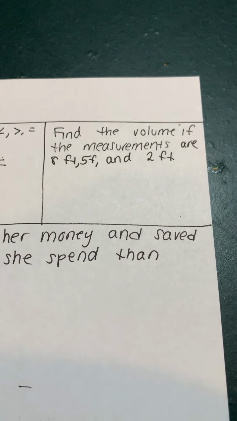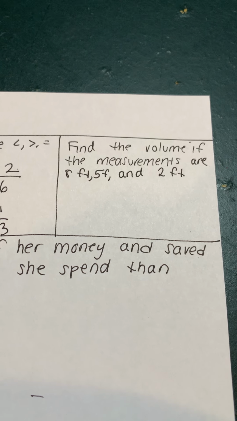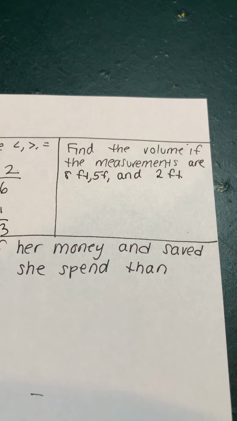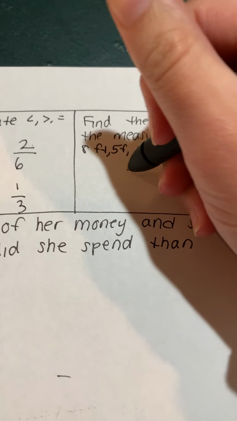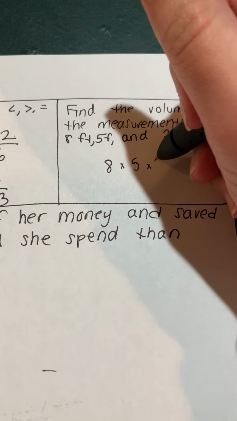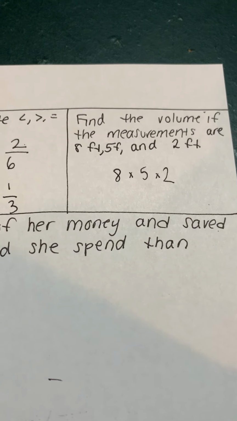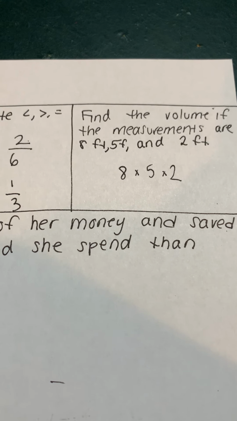The next one, find the volume of the measurement if the measurements are 8 feet, 5 feet, and 2 feet. So we need to do length times width times height. You're going to multiply those 3 numbers together to get your volume.